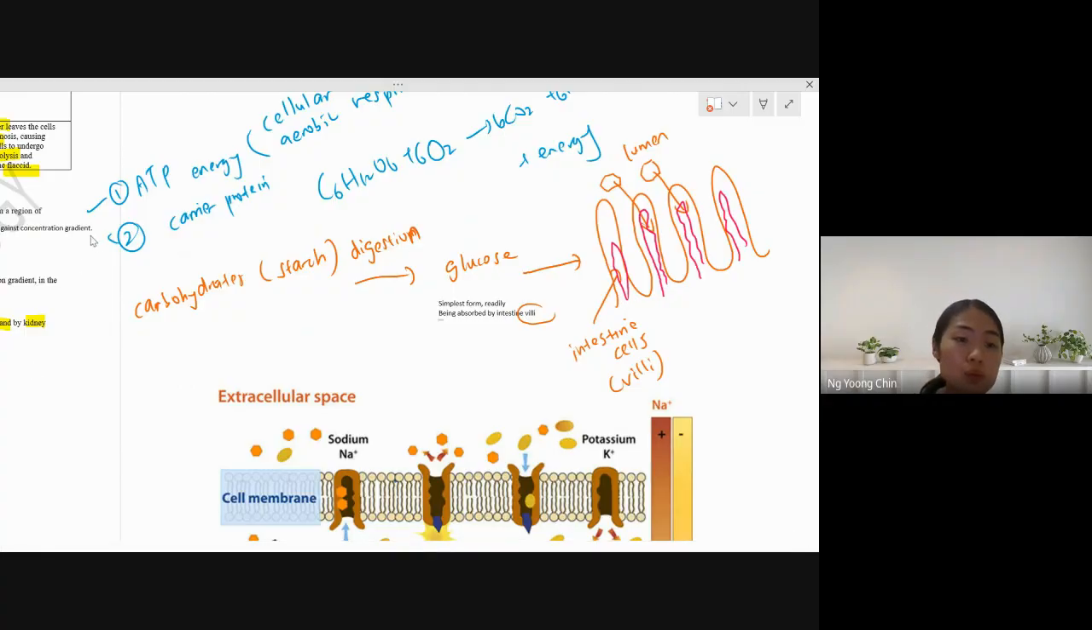So this will allow the glucose to be absorbed into the blood capillary, and then they will reach the bloodstream. And then after that, they will be processed by the liver, and then they will reach the body cell, because body cell needs glucose for cellular aerobic respiration. You learned before, right? So how does the glucose transport into the blood capillary in the intestine villi? The answer is they transport by active transport.